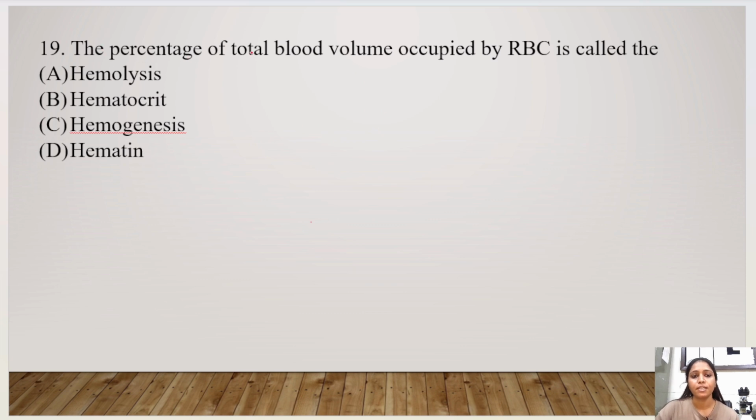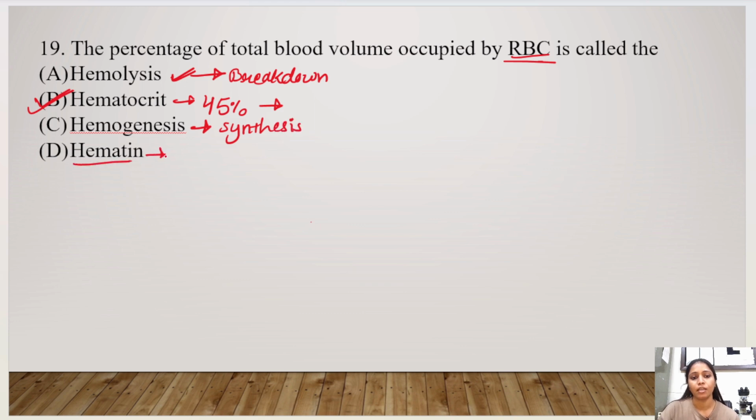Next question, the percentage of total blood volume occupied by RBC is called. So this is a very common and very easy question. The percentage of total blood volume occupied by RBC is called hematocrit. If the hematocrit value is 45%, that means 45% of the total blood is occupied by RBC. And hemolysis means breakdown of RBC, and hemogenesis means synthesis and formation of RBC.